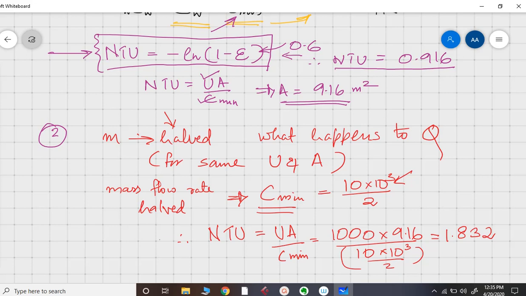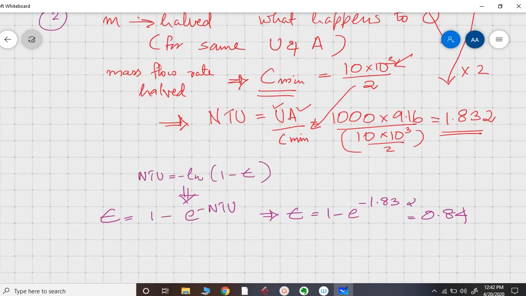So recalculating the NTU, NTU equals UA divided by C minimum. U remains the same, A remains the same as given in the question. And plug in this value of C minimum here. You get the new value of NTU, which is simply the double of our previous value. So the point is, when the mass flow rate is halved, the NTU becomes double.